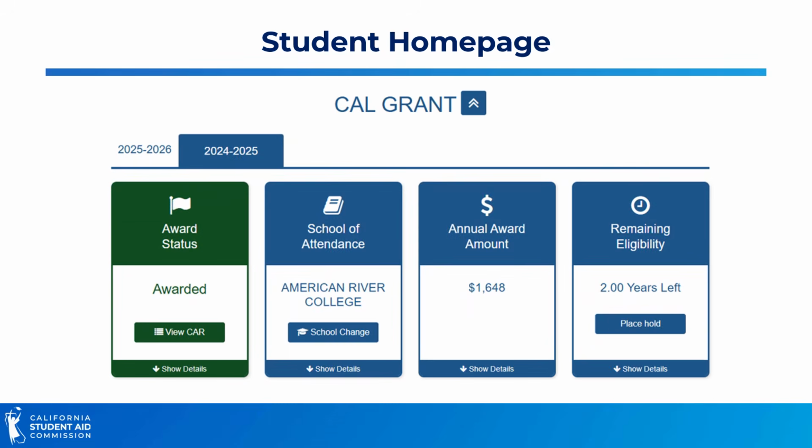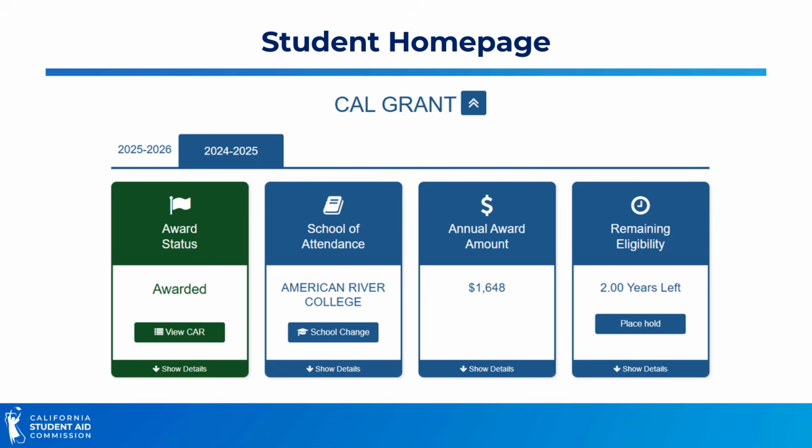As the student continues to scroll down the page, they will see this section, which has important information about their financial aid. In this case, the student's Cal Grant Award. From left to right, we can see the award status, school of enrollment, current annual award amount, and how much remaining Cal Grant eligibility the student has left.